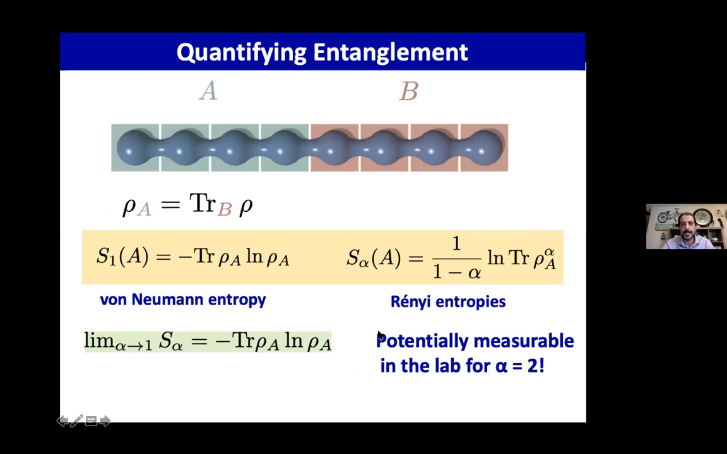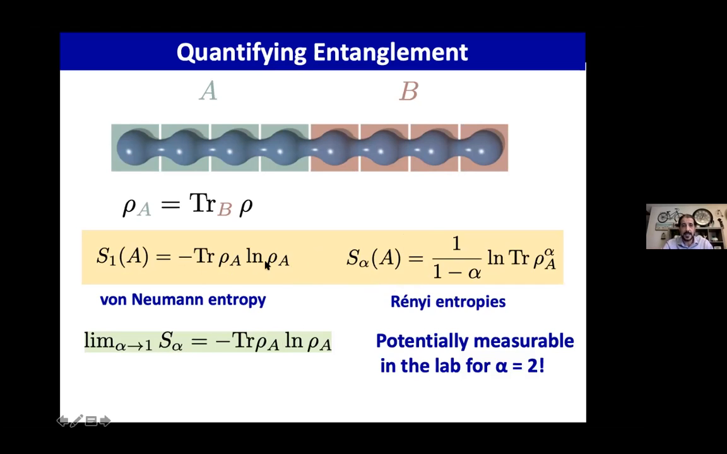For this state of the system, we could measure the amount of information by calculating the von Neumann entanglement entropy, given by this formula, which contains the trace of rho A log rho A. Or we can also use the Rényi entropies, which are a generalization of the von Neumann entanglement entropy. We're going to talk in detail about that generalization, as it turns out to be important for us. And of course, in the limit when alpha goes to one, it recovers the von Neumann entanglement entropy.